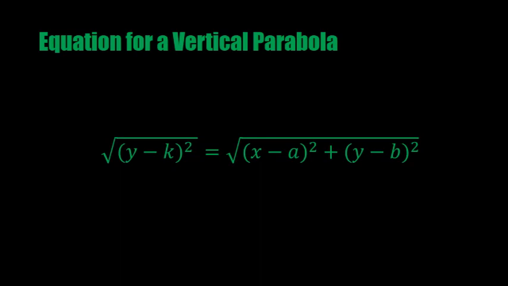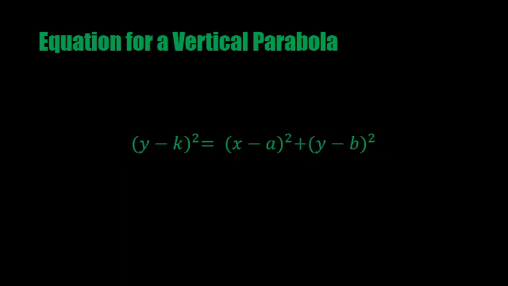That is, the square root of y minus k quantity squared is equal to the square root of x minus a quantity squared plus y minus b quantity squared. So now we're going to square both sides to get rid of the square root sign. We're left with y minus k squared is equal to x minus a squared plus y minus b squared. Now we're not going to do anything with the x minus a squared, but we are going to do things with the y minus k squared and the y minus b squared, because we want to be able to find an equation that is explicit to only y and x to make it a function.